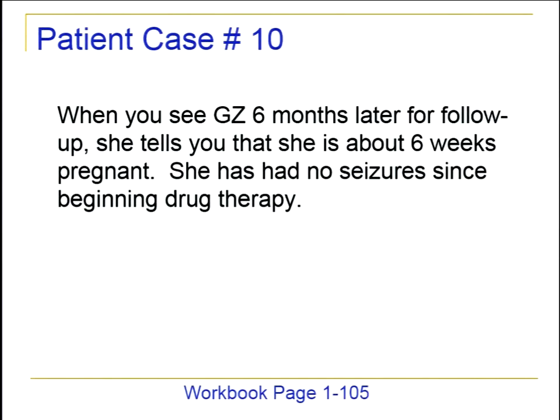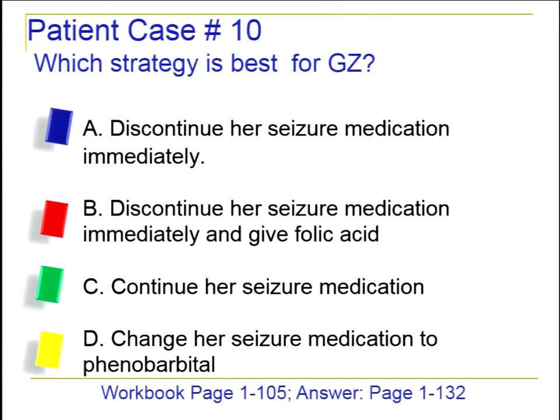Okay. When we see this same patient 6 months later, she says she's 6 weeks pregnant. Congratulations. She's had no seizures since beginning drug therapy. So what do we do? Immediately discontinue her seizure medicine, and give folic acid, continue her seizure medicine, or change her seizure medicine to phenobarbital.